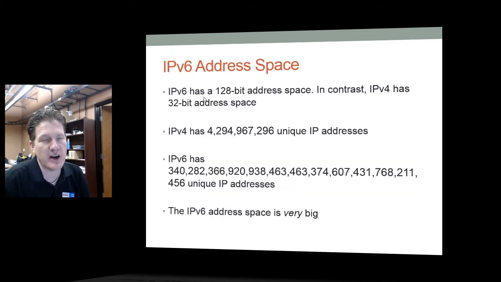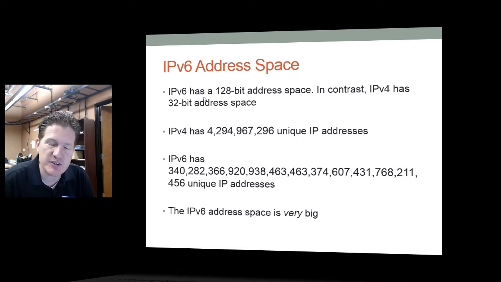IPv6 has a much larger address space than IPv4. IPv6 has a 128-bit address as opposed to IP version 4, which is a 32-bit address. Whereas IP version 4 had around 4 billion addresses, IP version 6 has a huge number of unique addresses, and you can see the exact number here in the slide.